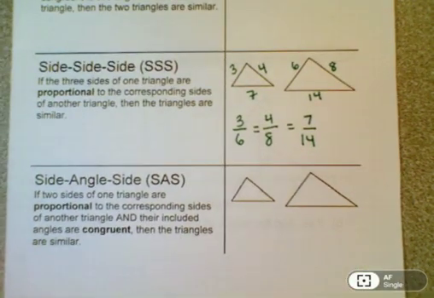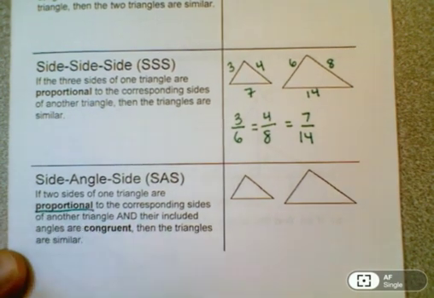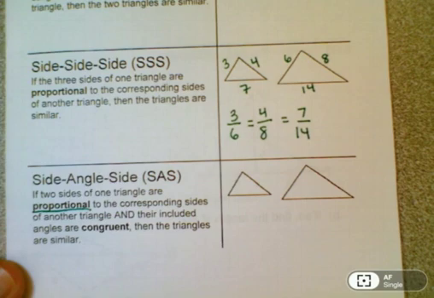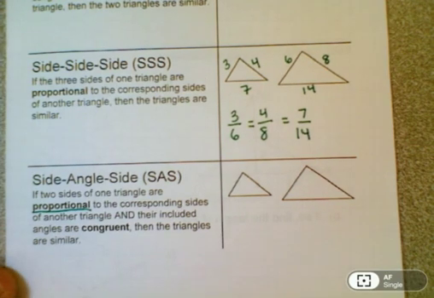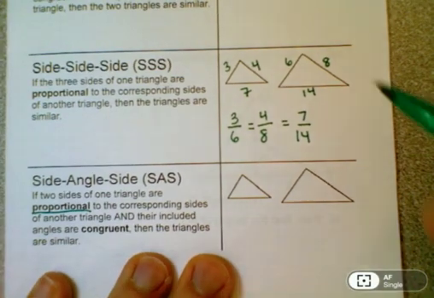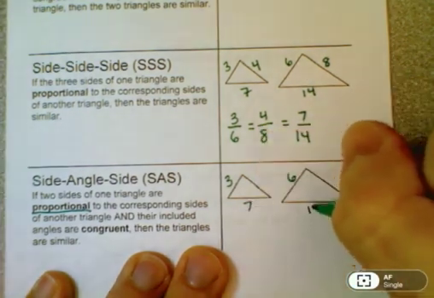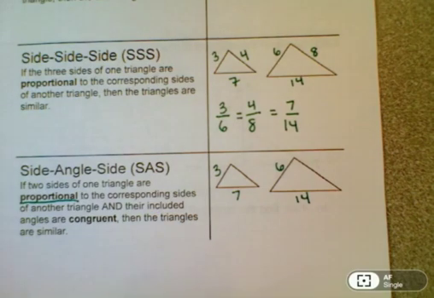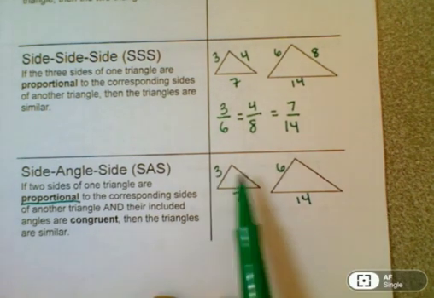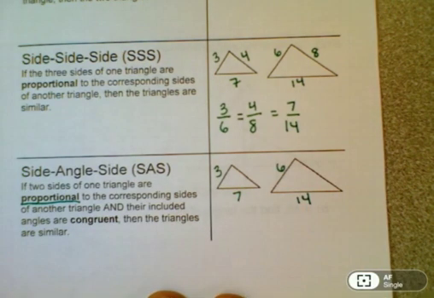And then the last one is side, angle, side. So again, this was a triangle congruence theorem, but this is different because this says if two sides of one triangle are proportional to the corresponding sides of another triangle and their included angles are congruent, then the triangles are similar. What does that mean? So let's say we only have two sides. Let's say we had the 3 and the 6 and we had the 7 and the 14. That alone would not be enough to know that our triangles are similar. We can see that this side is twice as big and this side is twice as big, so I know that those will form a proportion, but we need a little bit more information.